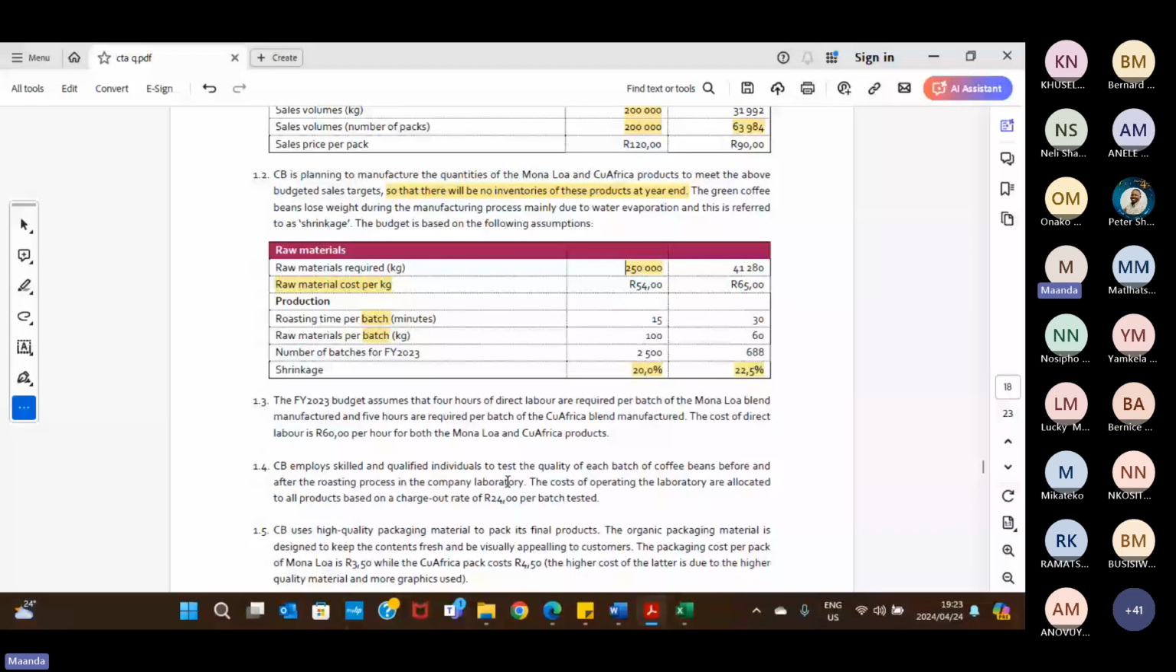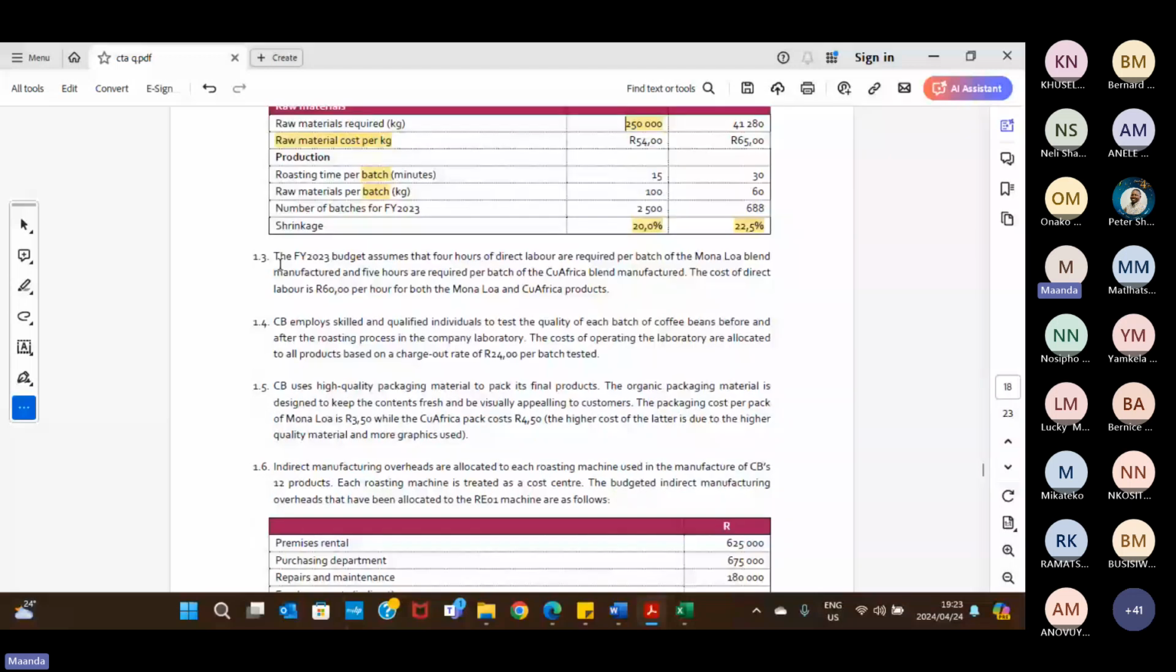All right. Then we have labor. For labor, assume that 4 hours of direct labor are required per batch. So again, I have per batch, a common ground that I can use. So 4 hours is required for 1 batch. I have this number of batches, so I can already determine the number of hours I need for the financial year 2023. Then I multiply that with the cost, because I'm told that the cost for both of them is 60. So 4 hours are needed per batch for M and 5 hours will be needed for C.